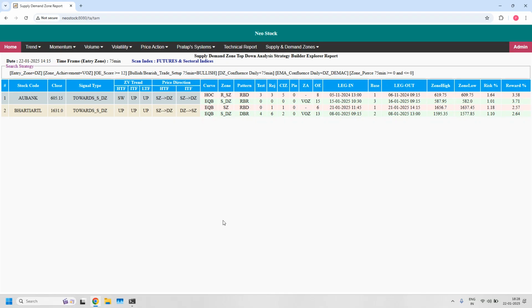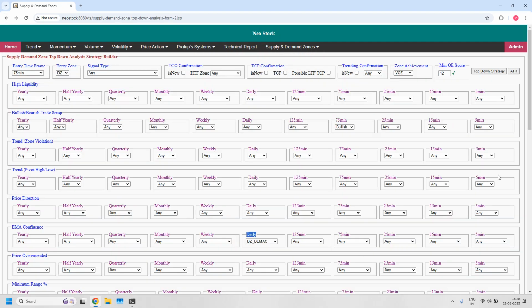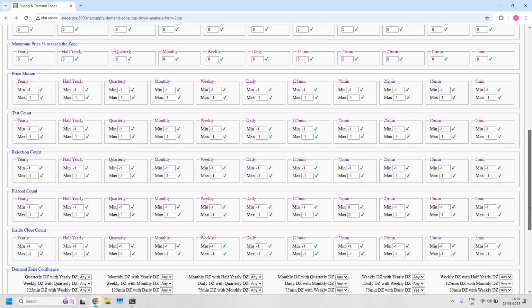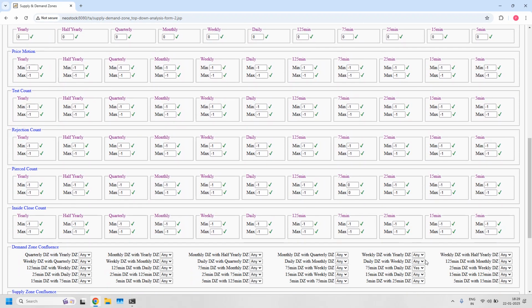Next, let us look for LTF, ITF and HTF specific filter, demand zone confluence. So I am removing this EMA filter because it is ITF specific. Now we should look for HTF specific. So in the demand zone confluence, we should set 3 filters. First filter is already enabled, 75 with daily demand zone confluence. Next, 75 minutes demand zone with weekly demand zone confluence, and daily demand zone with weekly demand zone confluence.